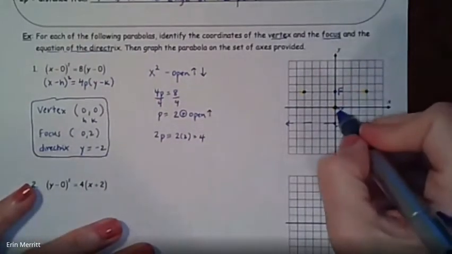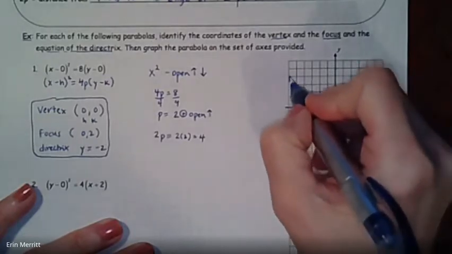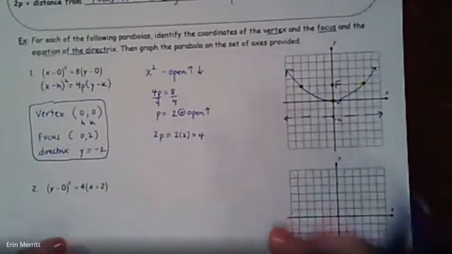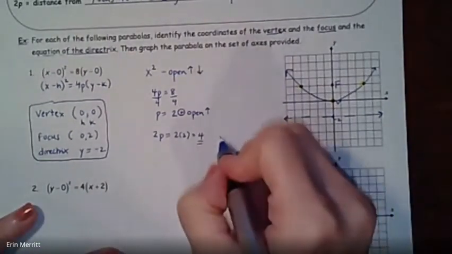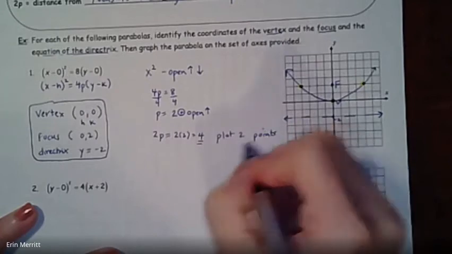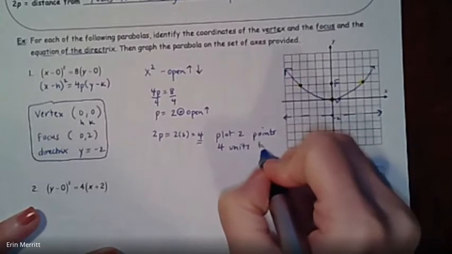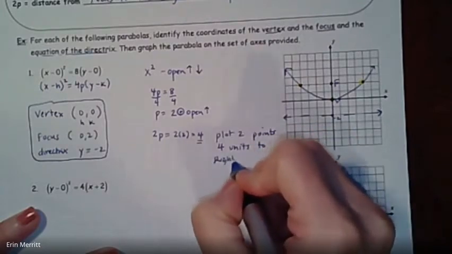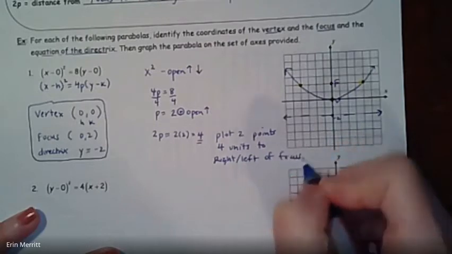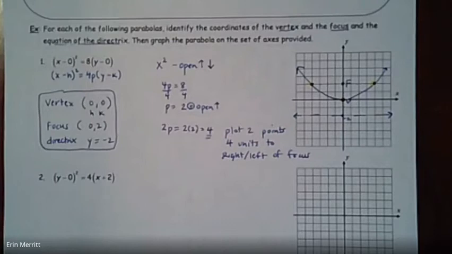So when I draw my parabola, I'm going to do my best to make it a nice smooth curve that hits those points right there, right? And so keep in mind that that 4 right there, that means we plot 2 points, 4 units to the right and left of the focus. All right. So now you've seen one completely through, right?